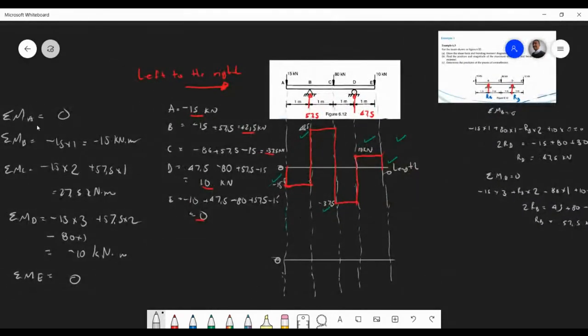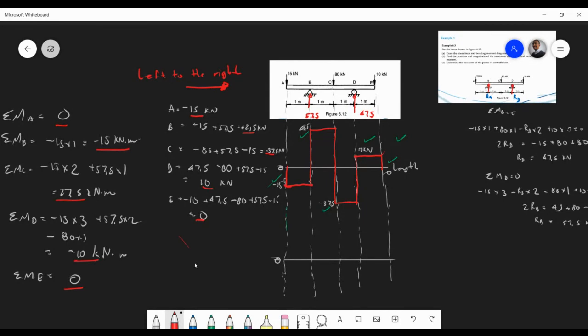Students, is it all clear? A, B, C, D, and E, right? 0 kilonewton there, and there. Students, are you all happy with this? Yes, sir. Okay, thank you.